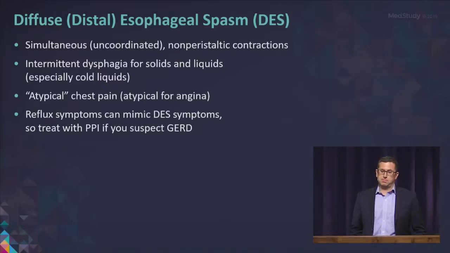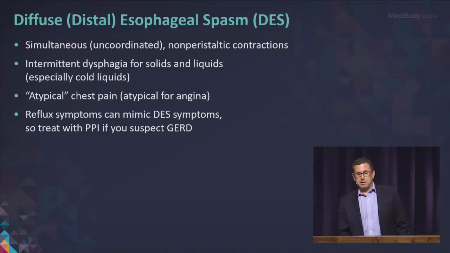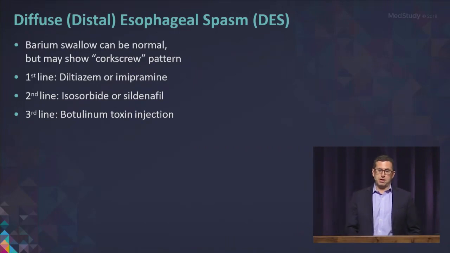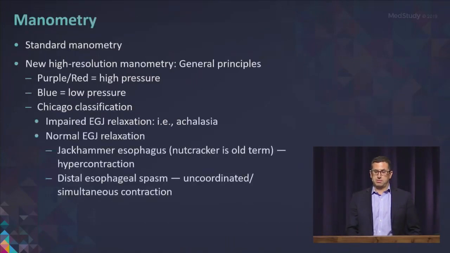the dysphagia symptoms. Reflux symptoms can mimic DES symptoms, so in some cases we'll treat with a PPI if you suspect that there may be superimposed GERD. If you were to do a barium swallow, you may see a quote-unquote corkscrew pattern. Again, that would be a tip-off on a test. And then there are a variety of medicines that could be used for this, so diltiazem would be one of the first-line medications, and even Botox can be done in some cases.